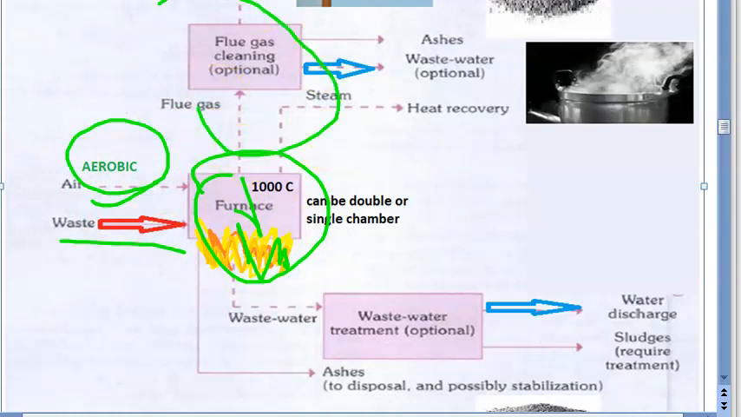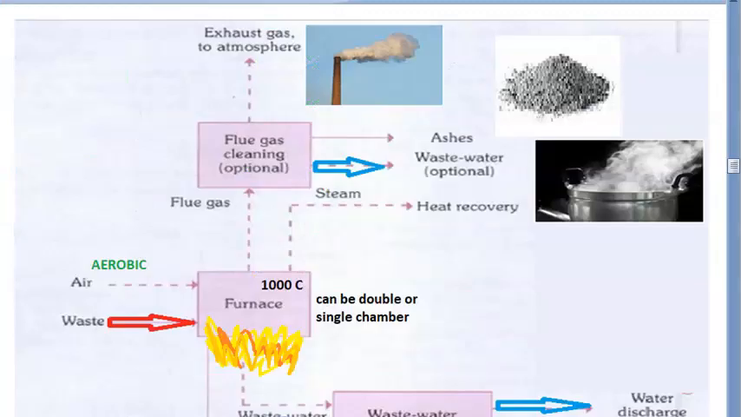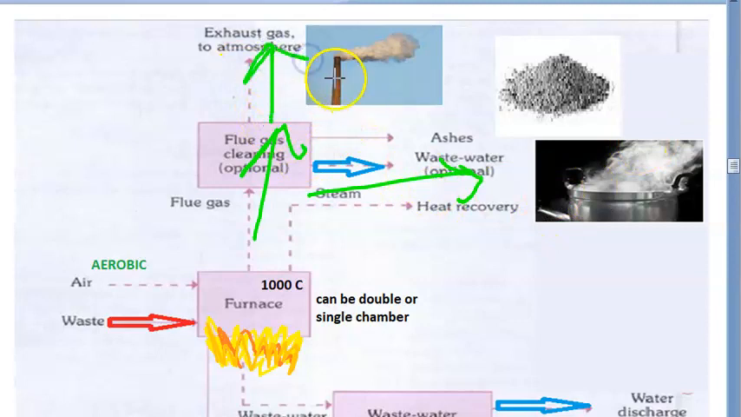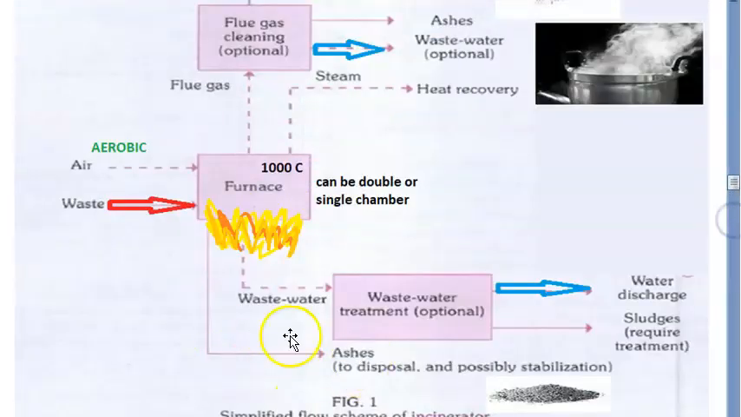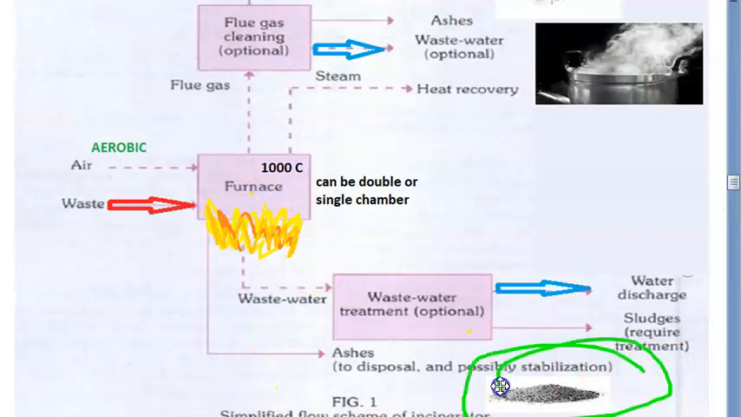And what will happen? You will get flue gas. Remember, you will get some steam, which you can use to generate electricity, etc. The remaining exhaust gas will go to the atmosphere through a very tall chimney. Below the furnace, what is getting collected? Obviously ash. Ash is getting collected here.